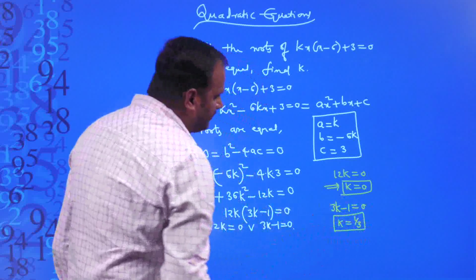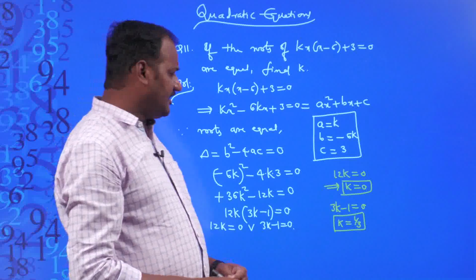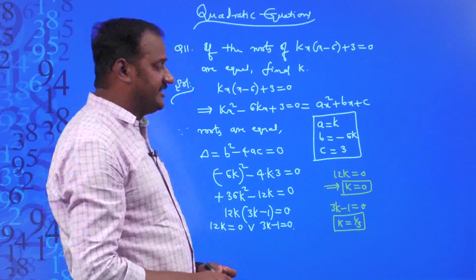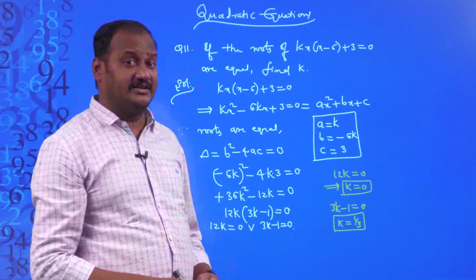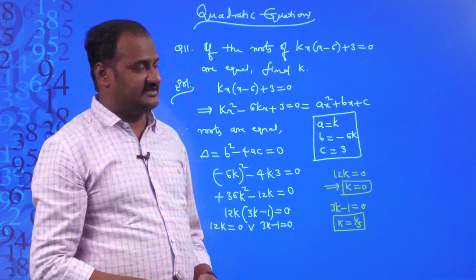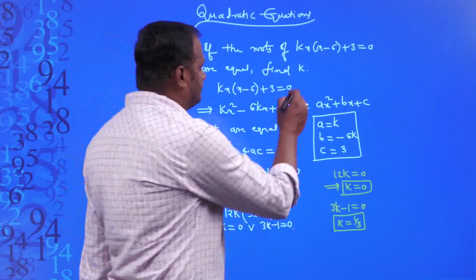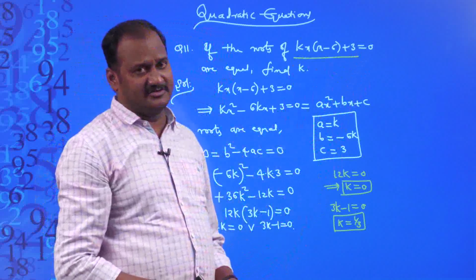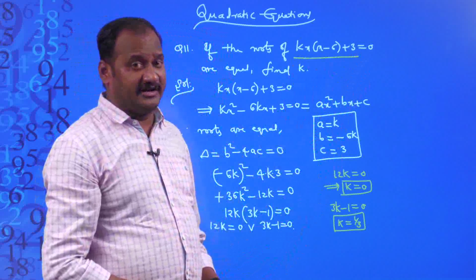This is one more value of k. Now, can we write k is equal to 0 and k is equal to 1 by 3 are the values of k? We should not. We will have to think about the given problem, that the given problem is kx into x minus 6 plus 3 equal to 0. That is being a quadratic equation.